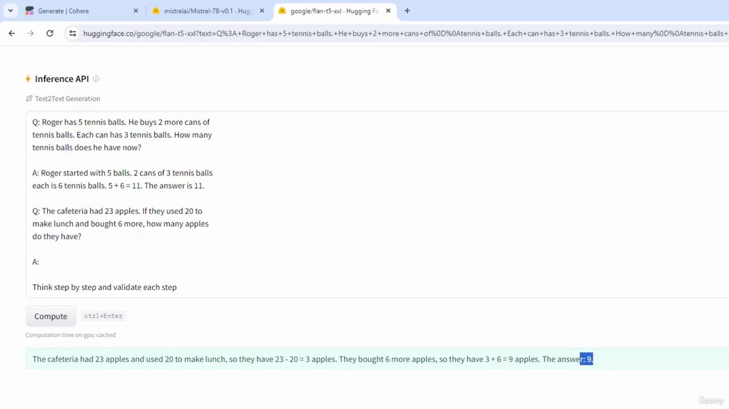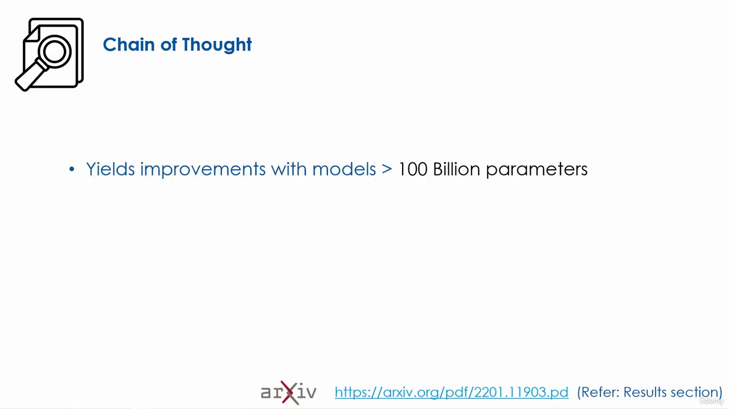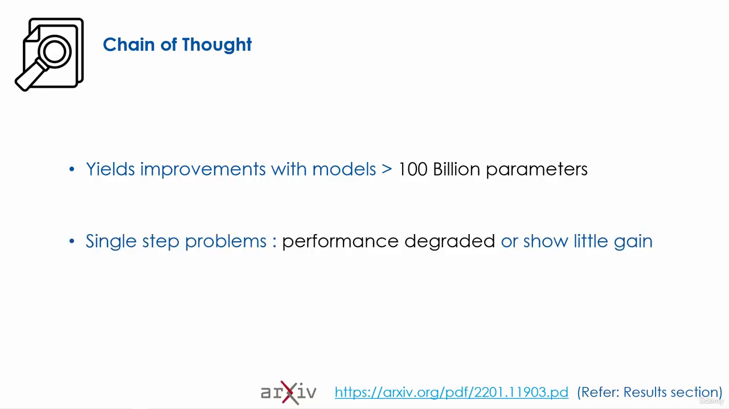Now I would suggest try out this example with other models of your choice. Before I end this lesson, I would like to highlight 2 points from the results section of the research paper. Authors of the paper tested this approach with multiple models, and they observed that best results for the technique were obtained with models that had over 100 billion parameters. Second thing they observed was that for simple problems such as those involving a single step, the performance of the model either degraded or there was very little gain. You can read about these and other additional observations in the results section of the paper.